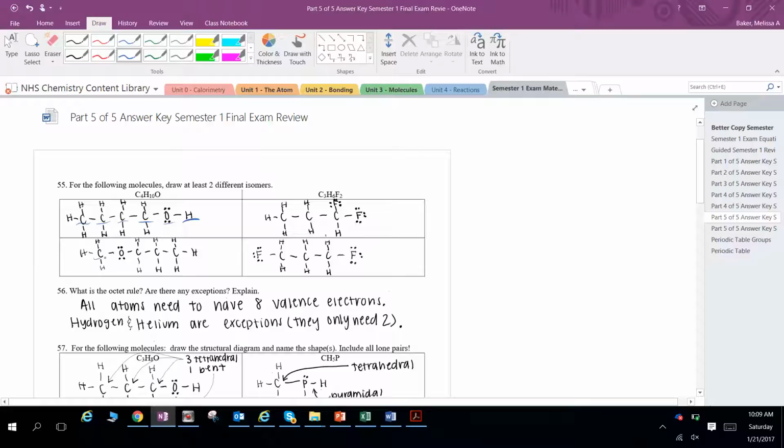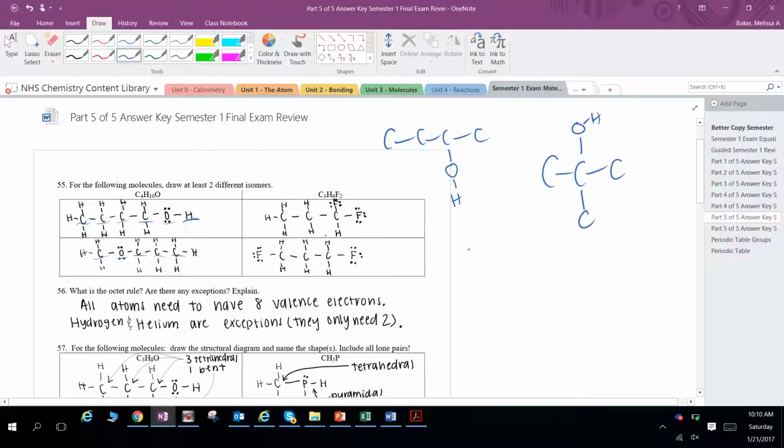And then maybe for another one, I could do an O between 2 carbons. 1, 2, 3, 4, 5, 6, 7, 8, 9, 10. That still works. Or I could do 4 carbons in a row and have the OH not on the end, but on the second carbon in. Or I could have done just 3 carbons in a row and put a carbon on the middle carbon and maybe the OH going from the top.